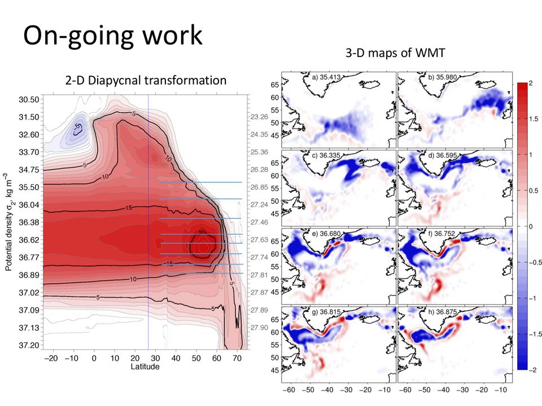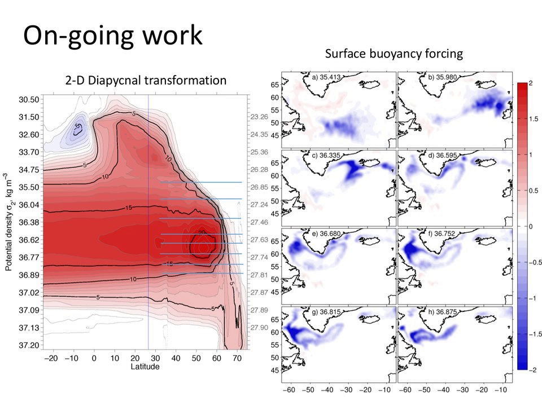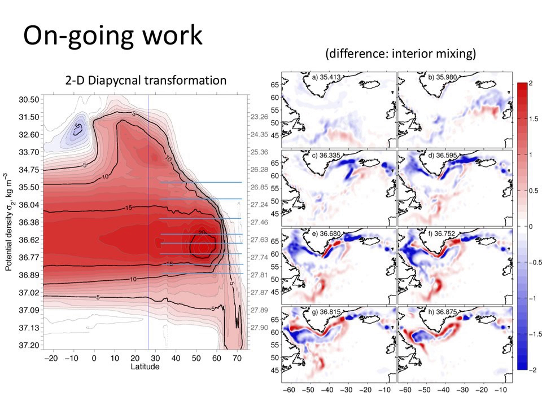The downward transformation, a lot of it is due to surface forcing. So we can take out the surface forcing part, and what is left is due to interior mixing. We are still working to try to understand the details of this mixing. And thank you very much.